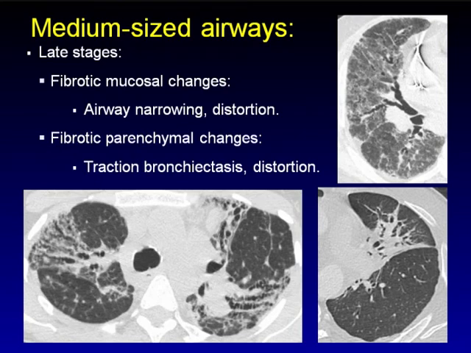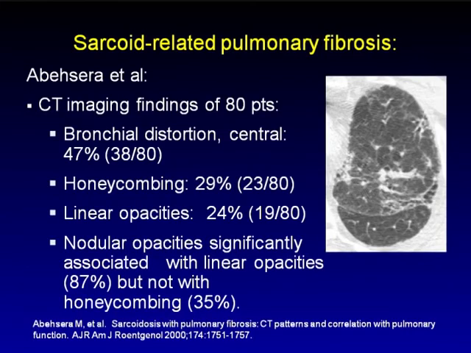And then, of course, as disease progresses, you get some fibrotic changes either from intrinsic airway involvement or from surrounding parenchymal involvement pulling those airways open. So it can be either directly related to the airway itself or the surrounding lung that's involved. This slide we've seen before, just sort of reiterating that bronchial distortion, airway distortion, is the most common fibrotic finding associated with sarcoidosis.